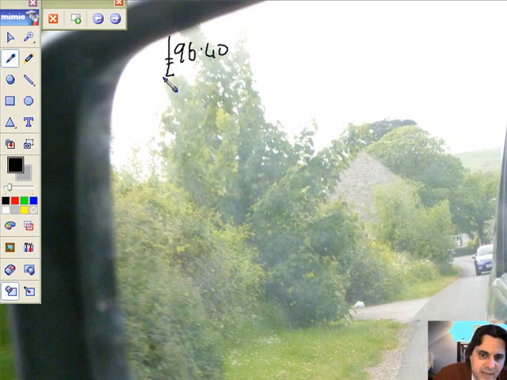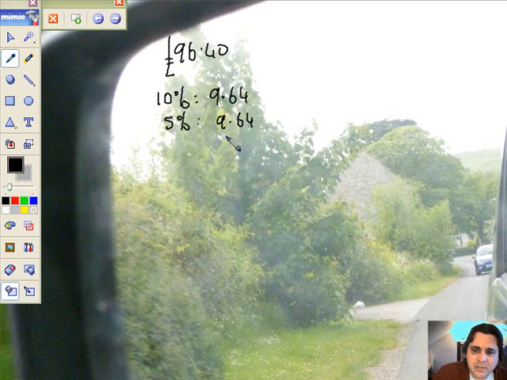£96.40, and that's without the VAT. So we're going to work out 5% of that. Let's do something easy. 10% would help, wouldn't it? So 10% of £96.40 is going to be a tenth of it, which is £9.64. And 5% is going to be half of that.